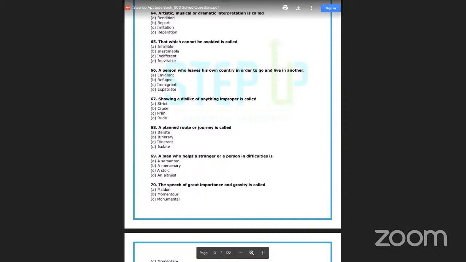Okay, what do you mean by itinerant? Itinerant is a person who keeps roaming because of the job related thing. Itinerary is the plan of travel which is given. Right? Now, what do you mean by altruist? Who is altruist?